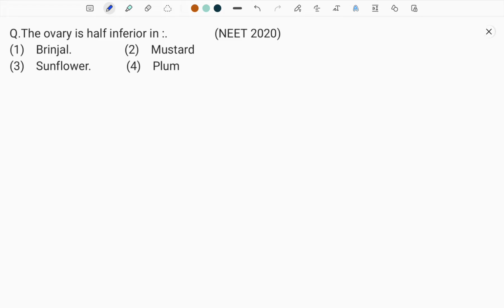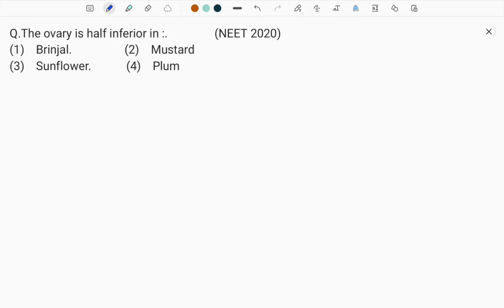We have the same type of question again in the same paper. Yes, it is true. We have been seeing another type of question, that is half inferior ovary. We have another question, something like: inferior ovary is found in the ray florets of sunflower, Asteraceae. A similar type of question was asked in NEET 2020. Here he is asking about half inferior ovary. So let me explain what this inferior or half inferior ovary is.